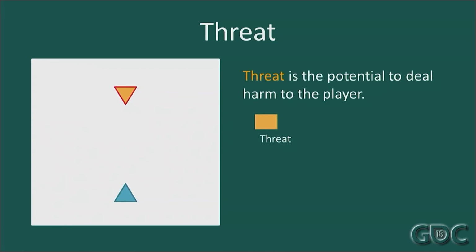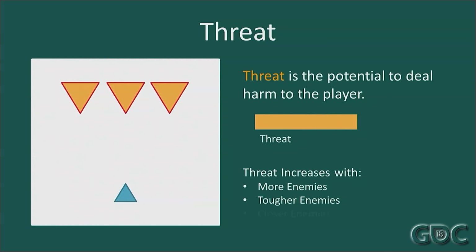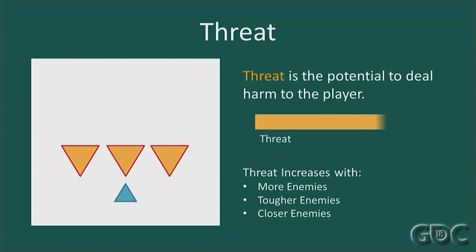So firstly, as the players progress through the level, there'll be a varying amount of threat. And this is the potential for harm to be done to the player. So more enemies means more threat. The tougher the enemies are, the more threat. And the closer the enemies are, the more threat.